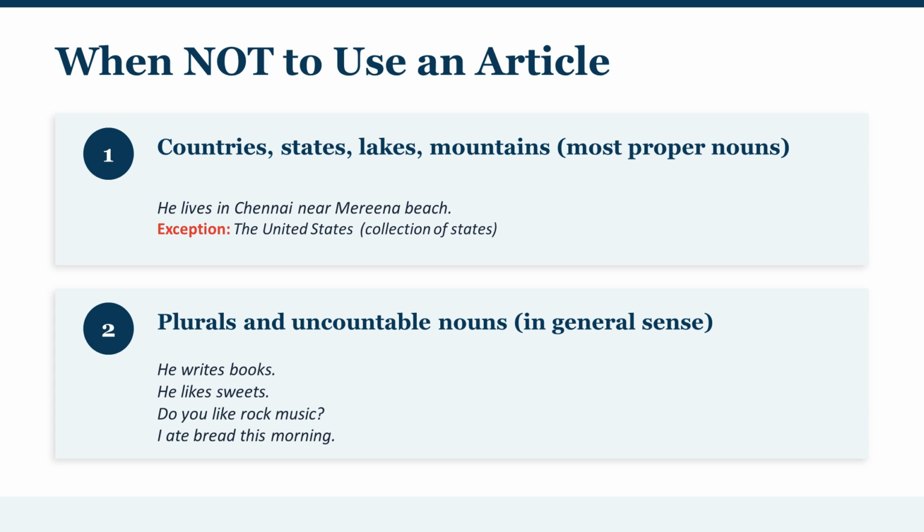Second, we do not use articles with plural nouns or uncountable nouns when we are speaking in a general sense. For example, he writes books. Here we are talking about books in general, not specific books. He likes sweets. Do you like rock music? I ate bread this morning. In all these cases, we are speaking generally, so no article is needed.